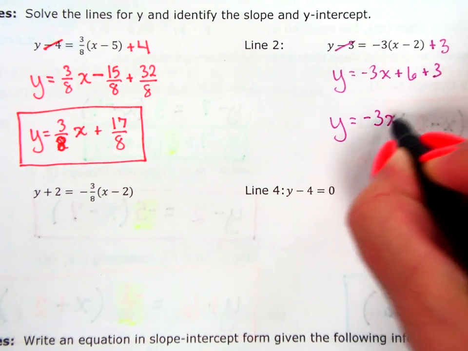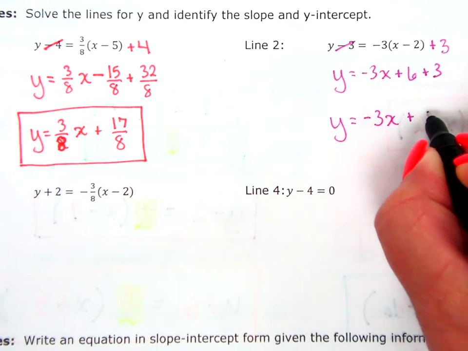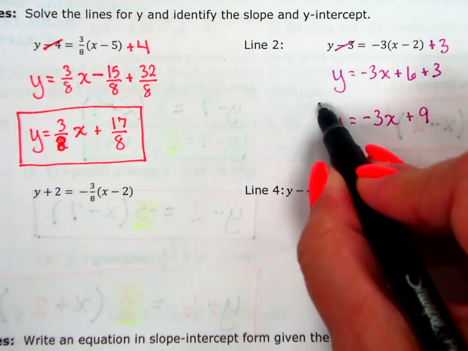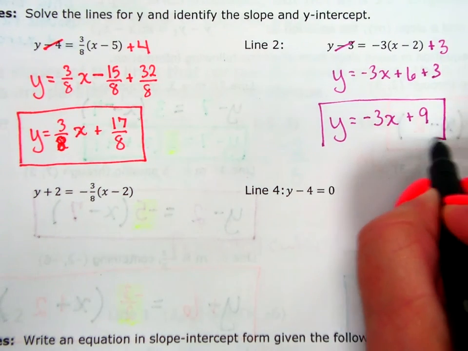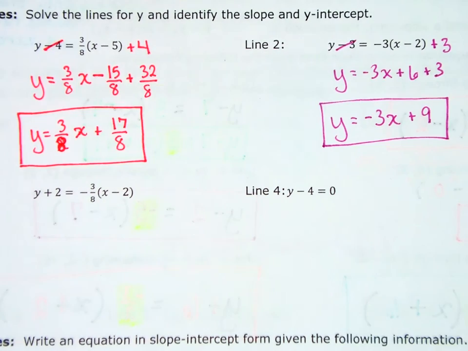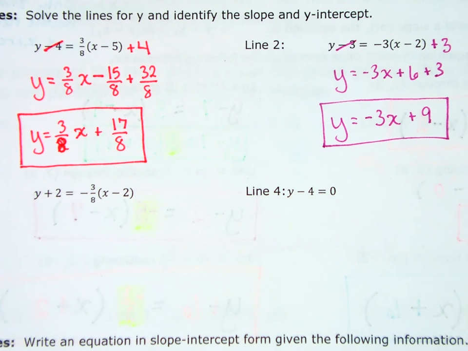Combine like terms, so y equals -3x plus 9. That's an easy one to graph. Start at 9, go down 3/1, down 3/1. Or up 3 back 1.